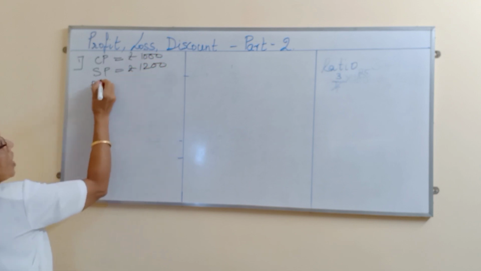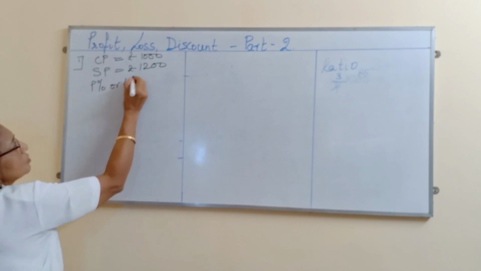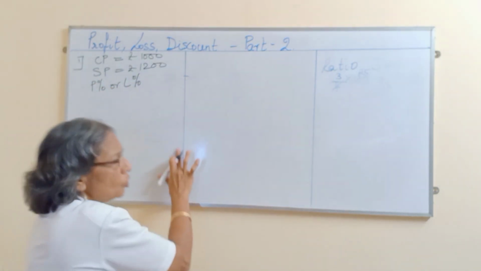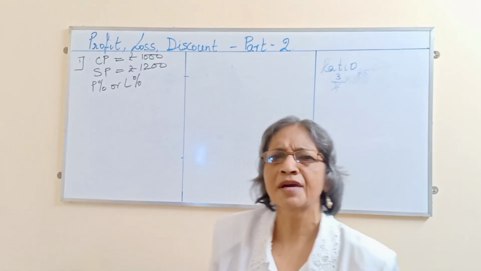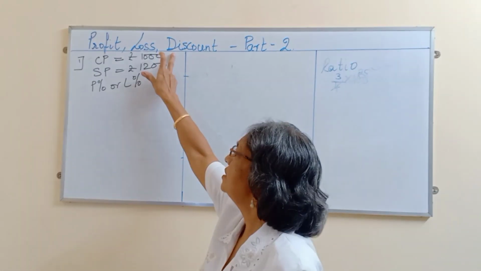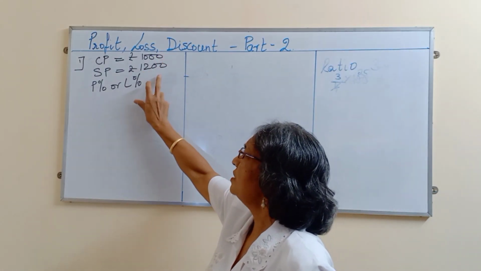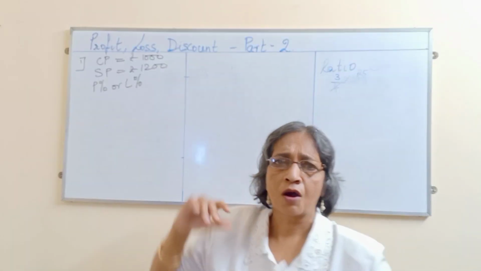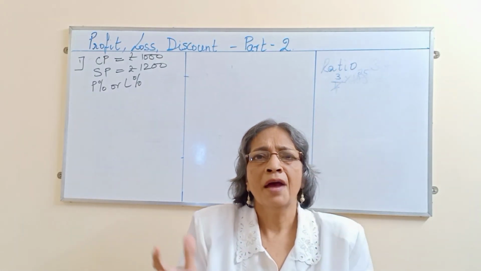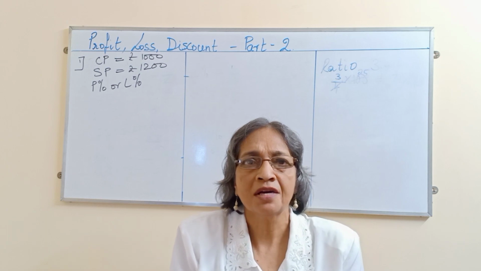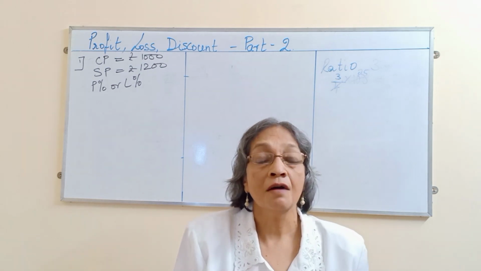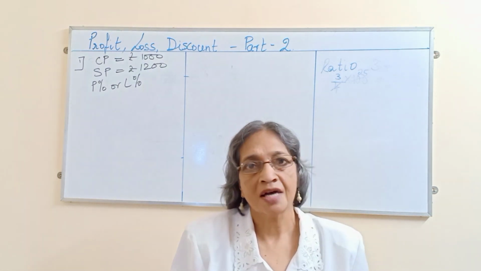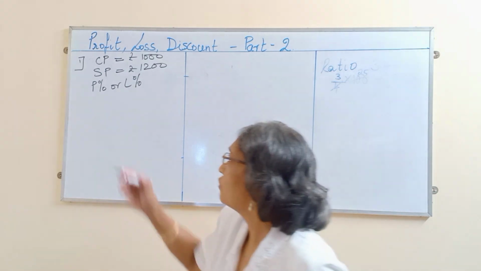Now you have to find either the profit or the loss percent. So if you look at this sum, it's very easy, very basic. CP is 1000, SP is 1200. What is the meaning of this? मैंने कुछ खरीदा 1000 रुपए में और उसको मैंने बेचा 1200 रुपए में, तो ज्यादा हो गया. That means it is a profit.